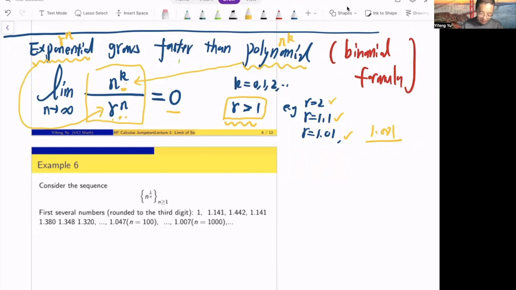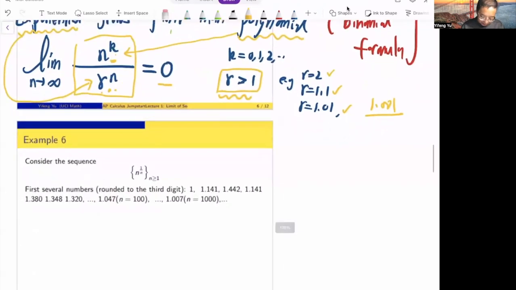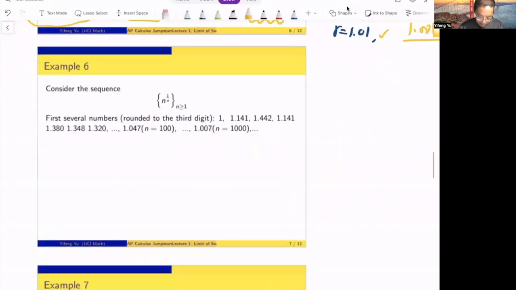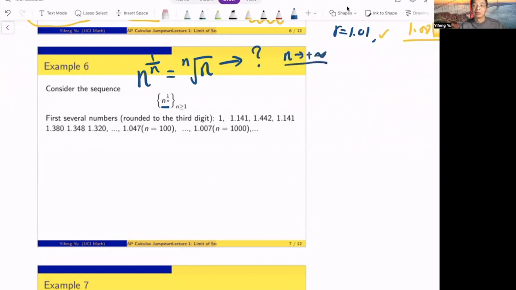Okay, now let's look at the next example. Here we look at the sequence: the nth root of n. Another way to write this is n to the power 1 over n, which is the nth root of the number n. We want to find the long-term trend, or the limit of this sequence. What does this sequence approach as the number n increases, or when n goes to infinity? This is what we call the long-term trend.